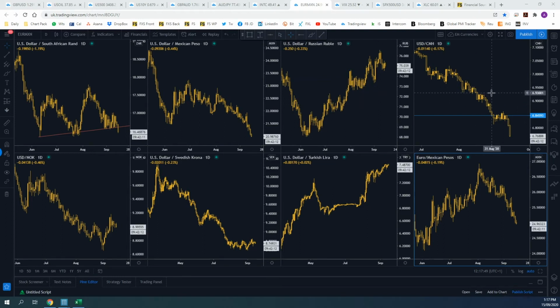We have the US dollar Chinese yuan just tanking to the downside, and that is actually seen as a positive risk input, and we've seen some additional upside in the US equities. We've seen upside in the Aussie dollar, as one would expect from that. So always a handy one to have on the chart.